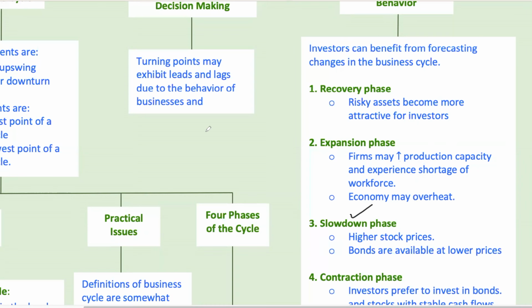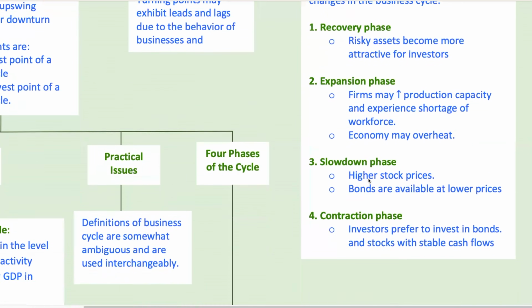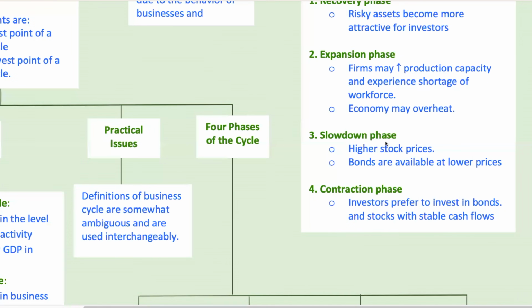Moving on to the slowdown phase. This is when the economy's growth starts to decelerate. Despite higher stock prices, bonds become more attractive due to their lower prices and relatively safer returns. Investors might shift their focus to bonds and defensive stocks. These investments tend to provide stability and preserve capital during uncertain times.